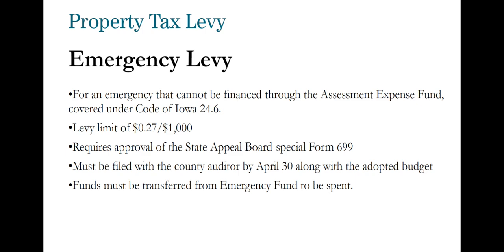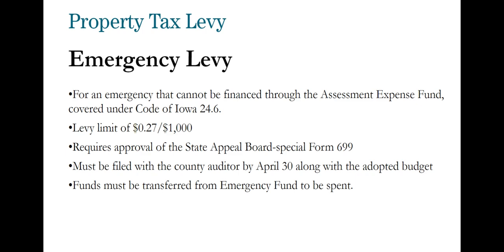If an assessor was wanting to utilize the emergency levy, they would include that levy within their budget forms. They would also complete Form 699, which I would provide to you if you are interested in pursuing this. And then with the budget, you would include your approved budget as well as this form by April 30. You submit that to the county auditor as usual.